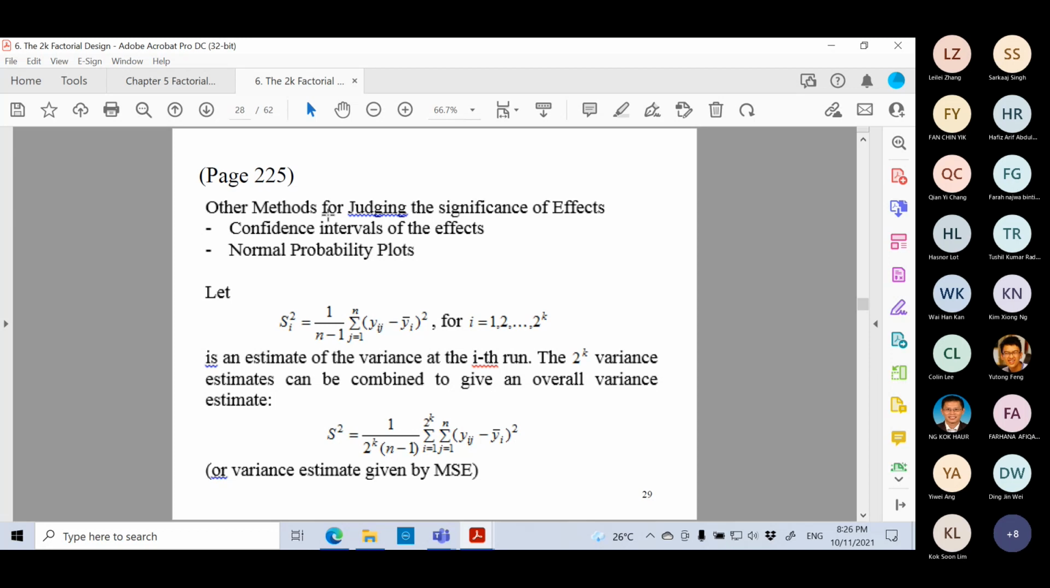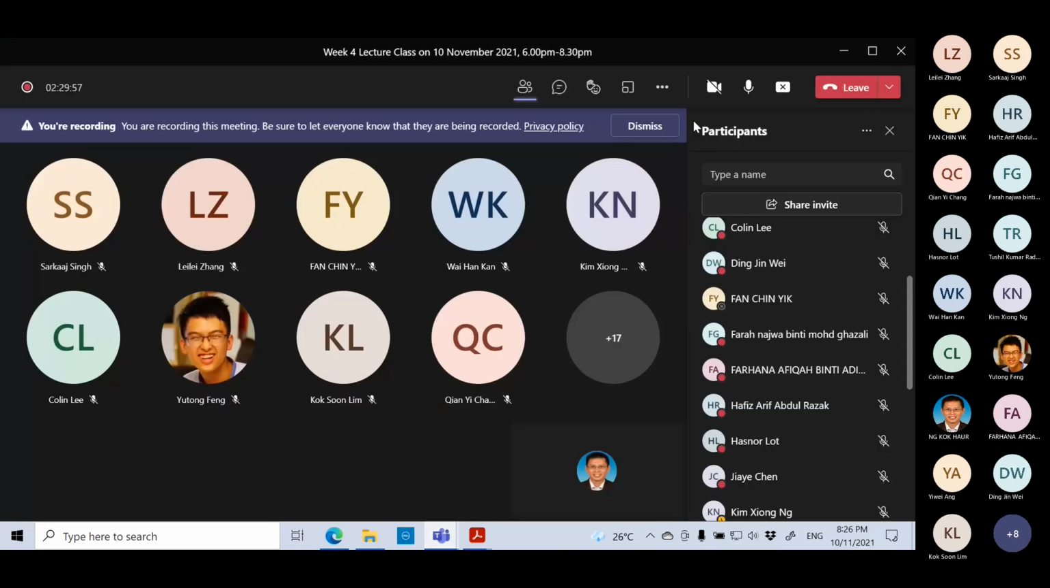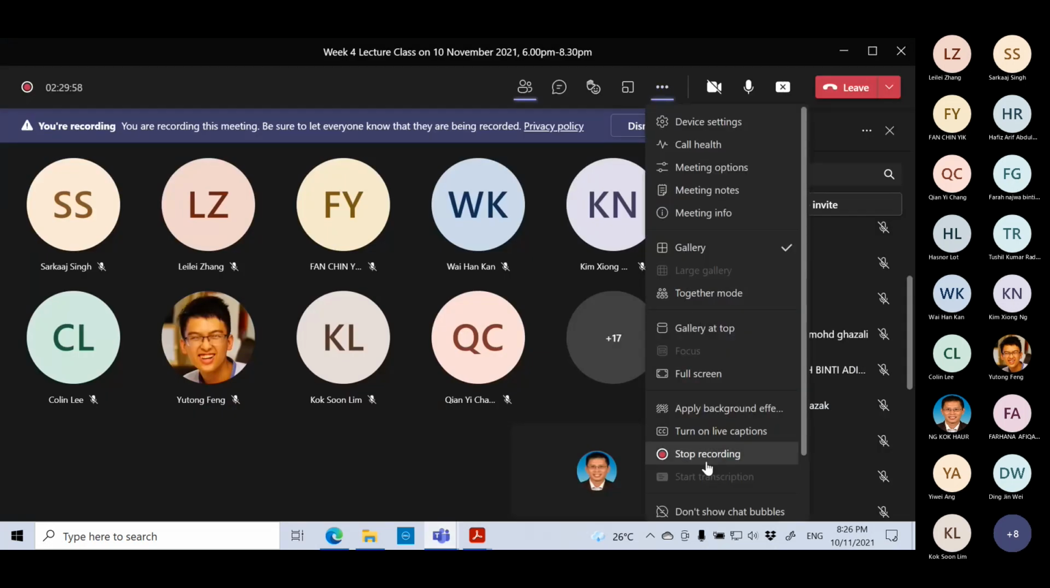For your information, next week we have a tutorial. Our lecture will be at the same time, from 6 until 8:30. After that, from 8:30 until 9:30 is our tutorial time. So I will include the tutorial. The tutorial questions will cover the previous topic, the factorial analysis.